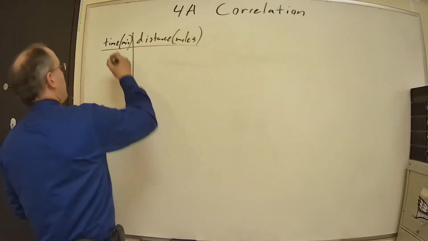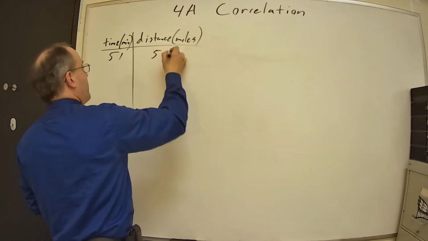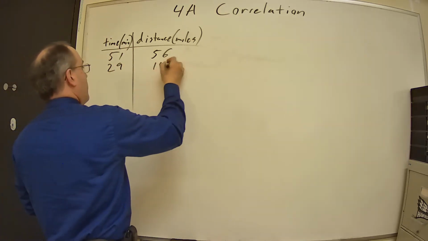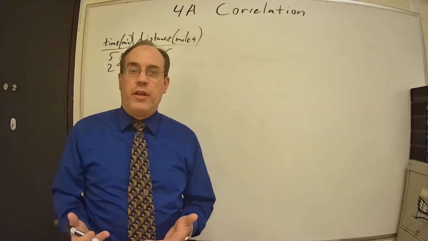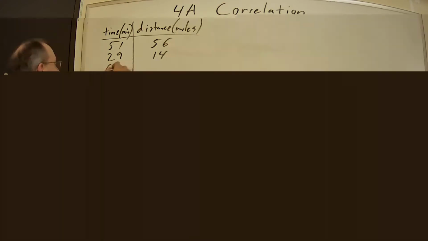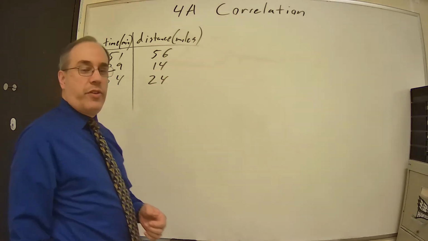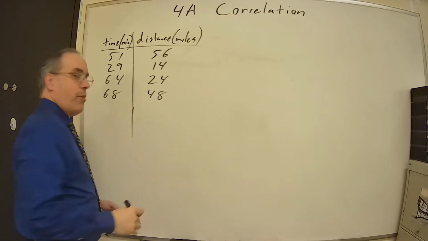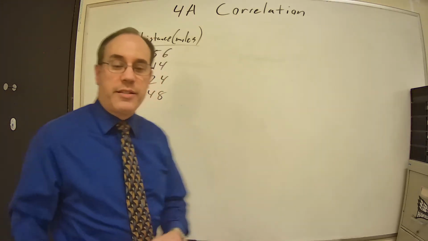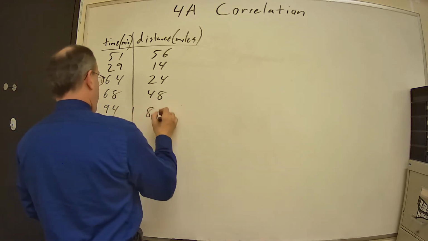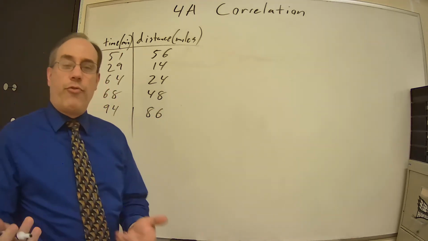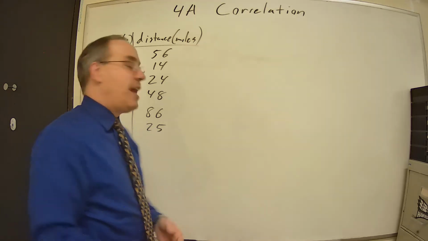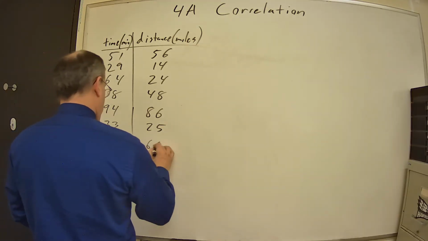So the first person drove for 51 minutes, and in that time they drove 56 miles. Second person drove for 29 minutes, and in that time they drove 14 miles. The third person drove for 64 minutes, and in that time they drove 24 miles. Next person, 68 minutes, and in that time they drove 48 miles. Another person drove for 94 minutes, and in that time they drove 86 miles, and then somebody else drove for 33 minutes, covering 25 miles, and our final person drove for 89 minutes, and in that time covered 66 miles.